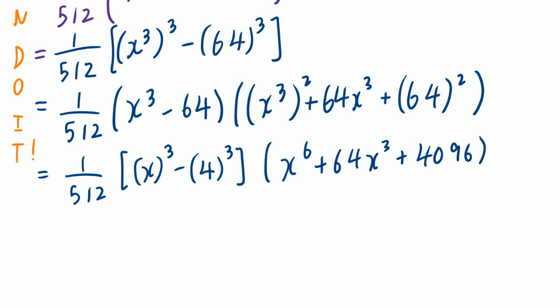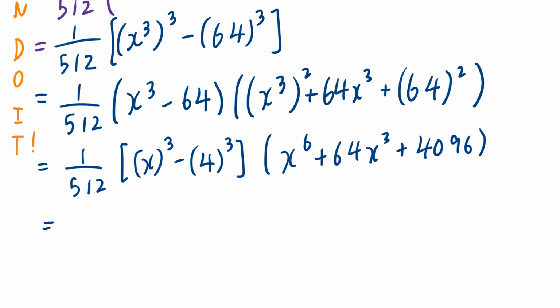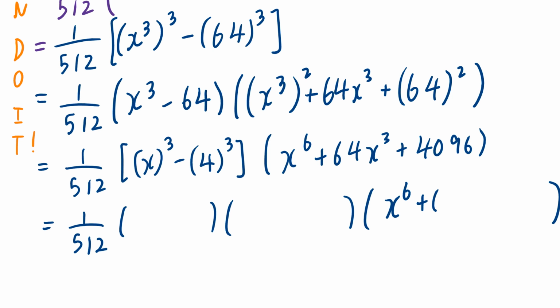Now, when you apply the difference of cubes the second time, this will give you 1 divided by 512. Again, set up two brackets. For the third bracket, you can just copy x to the power of 6 plus 64 x to the power of 3 plus 4,096.